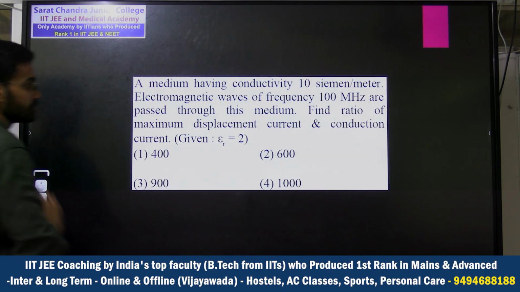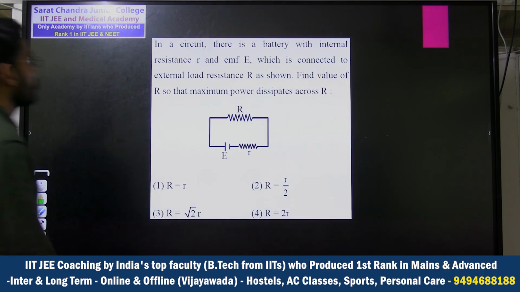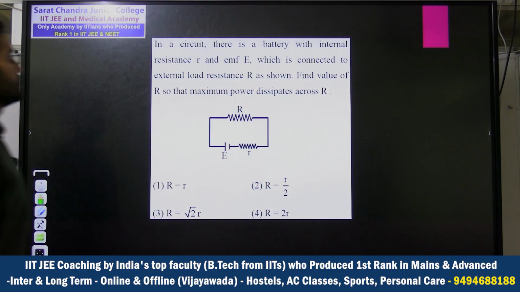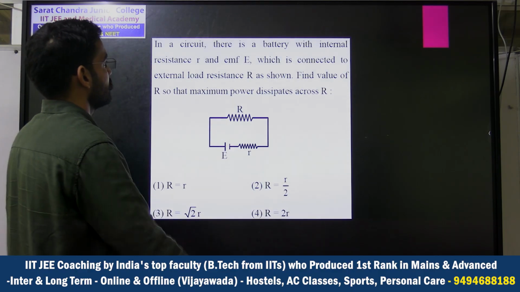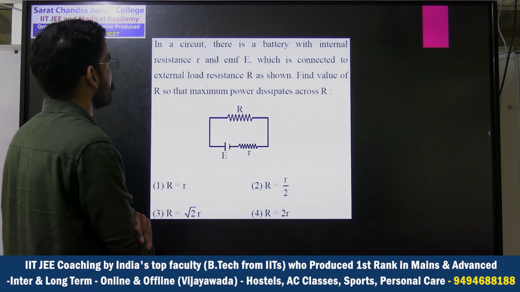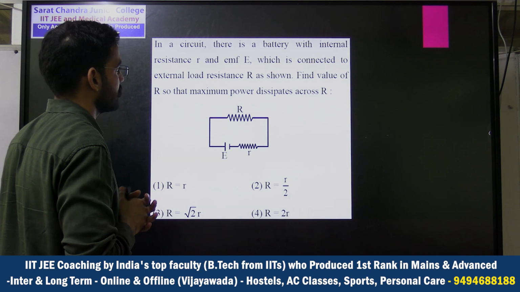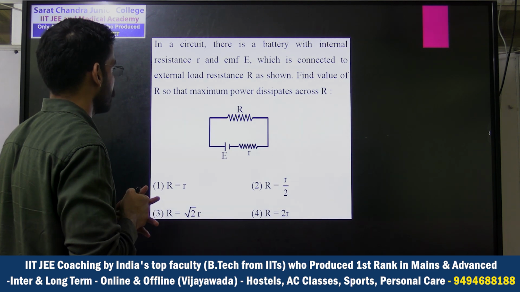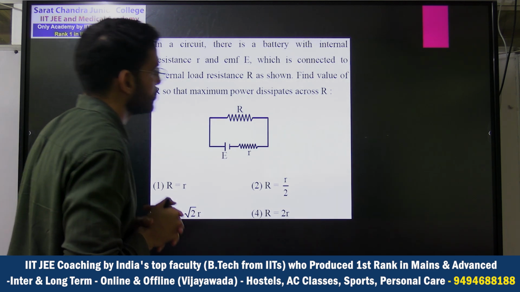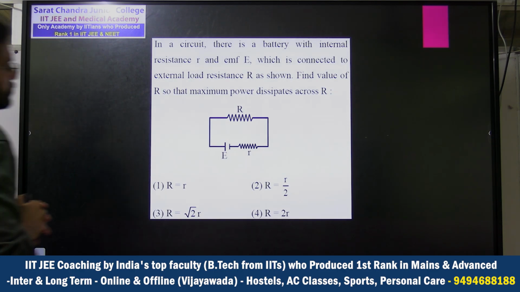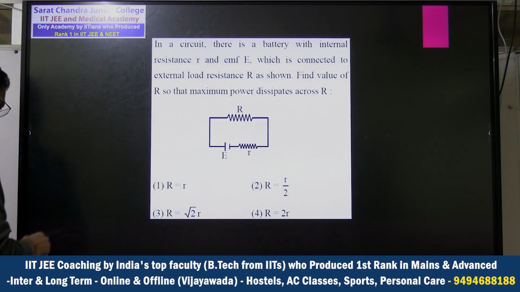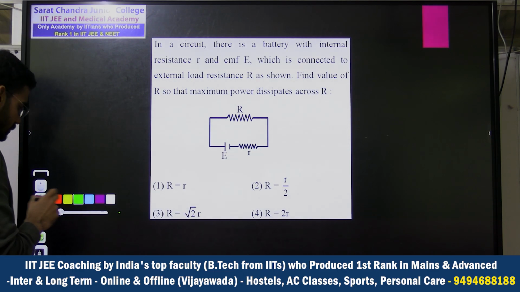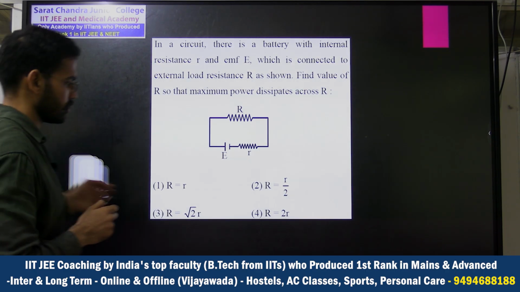Next, in a circuit there is a battery with internal resistance small r and EMF capital E, which is connected to an external load resistance capital R as shown. Find the value of capital R so that maximum power dissipates across capital R. If you remember that condition, then you can directly say small r equals capital R.